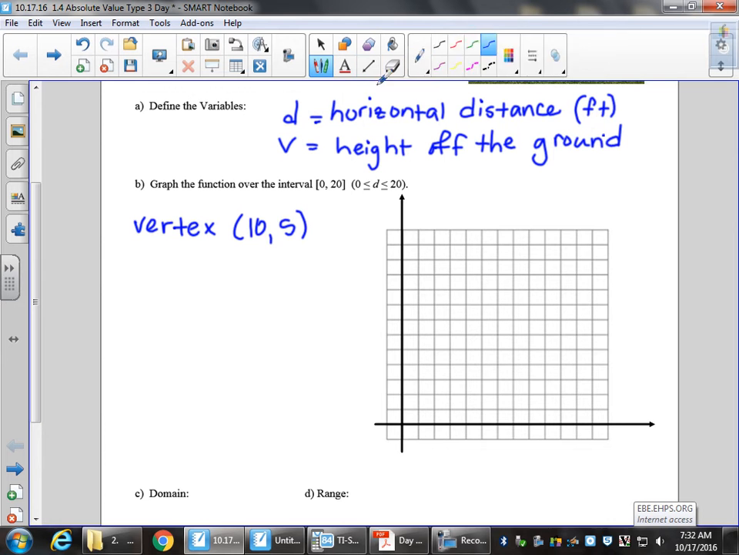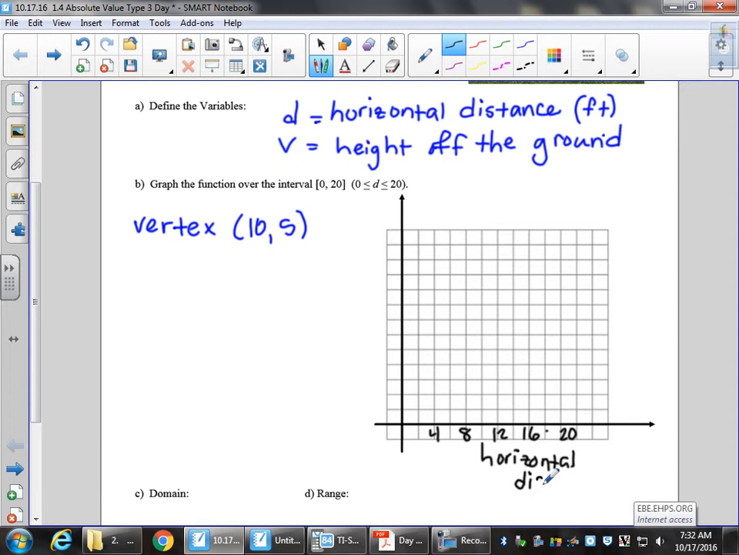How did you guys count? 2, 4, 6, 8, 10, 12, 14, 16, 18, 20. And we'll put our labels. This is horizontal distance. How did you guys count on the y-axis? 2's again. So 2, 4, 6, 8, 10, 12, 14, 16, 18, 20.